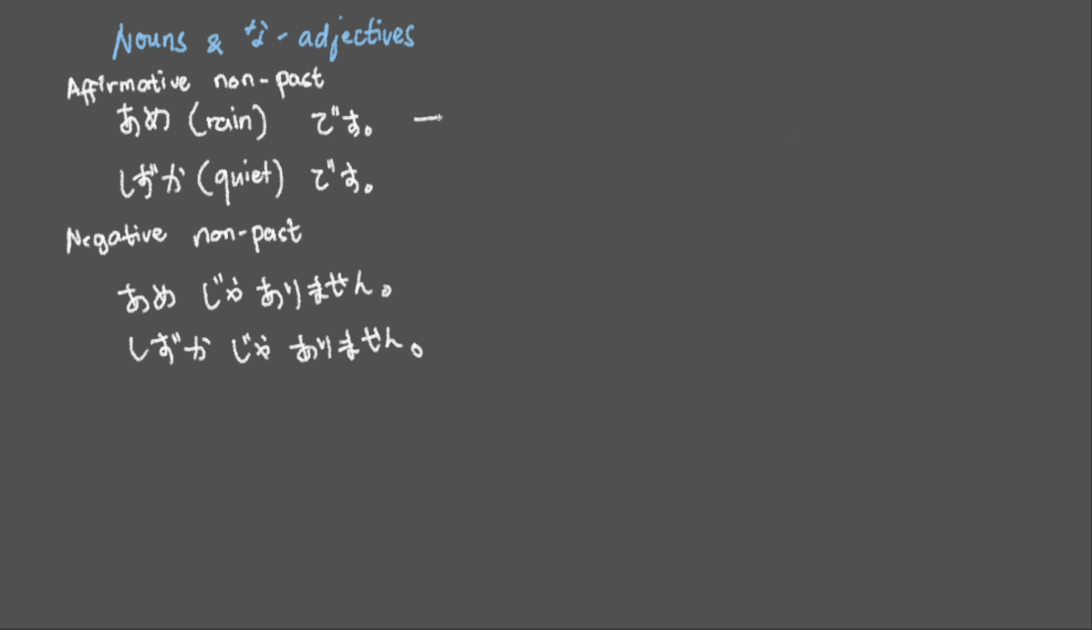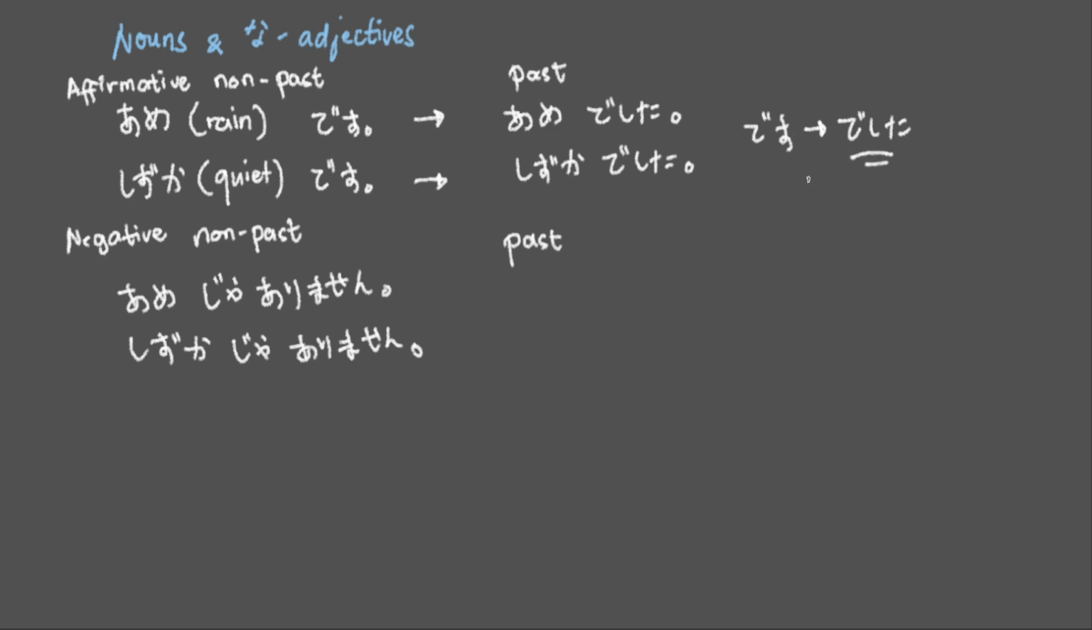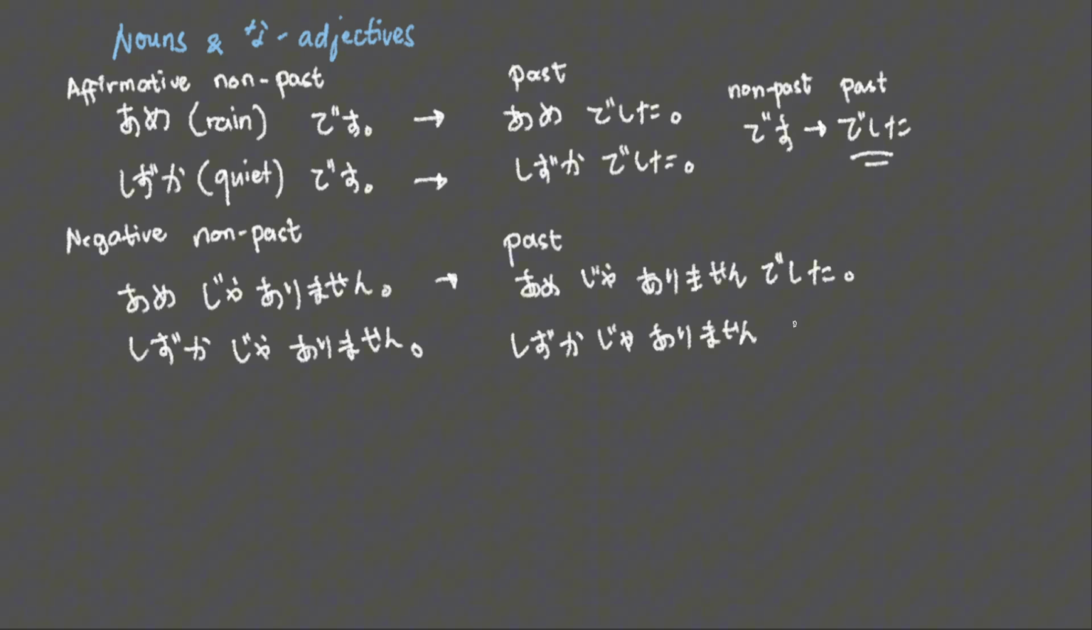Now we make this into past. So affirmative past and negative past. For affirmative past, we say ame deshita, shizuka deshita. So instead of desu, we use deshita. For negative, you say ame ja arimasen deshita or shizuka ja arimasen deshita.